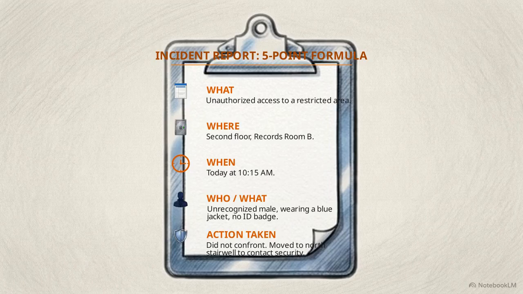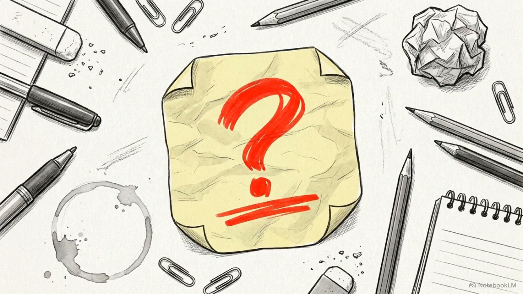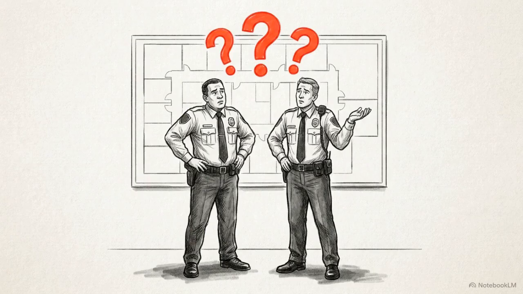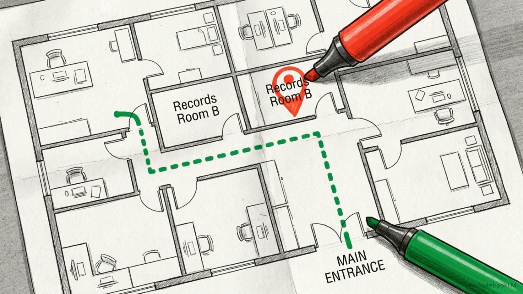Point 5 is immediate action taken. Tell responders your current status and physical location. Did not confront, move to north stairwell to contact security. Compare that precise data to a message that just says, "I saw a suspicious person." A vague report gives security personnel no actionable starting point. Teams need the specific tactical intelligence to begin an investigation.